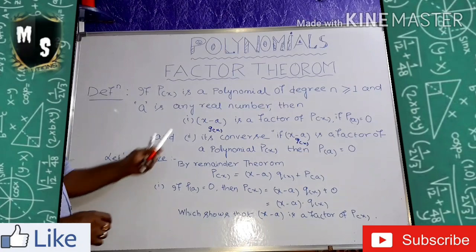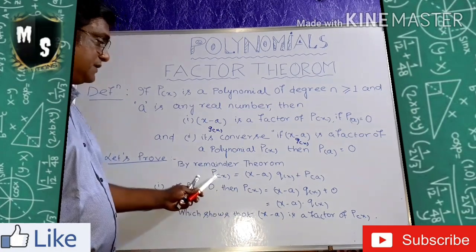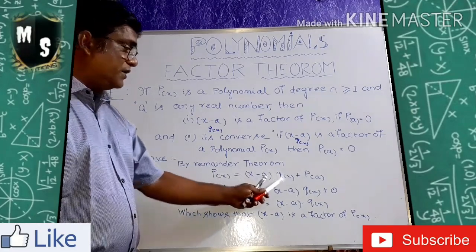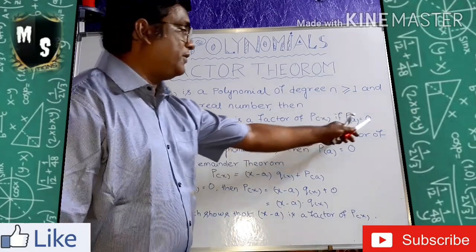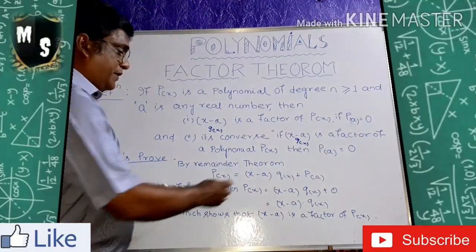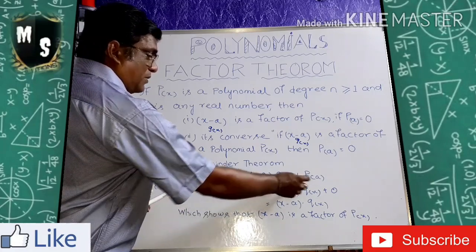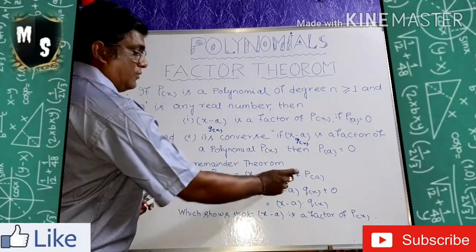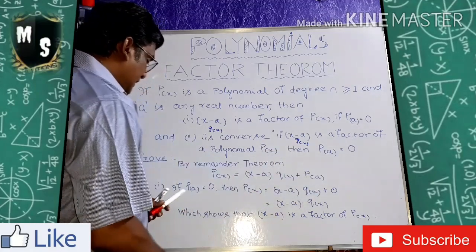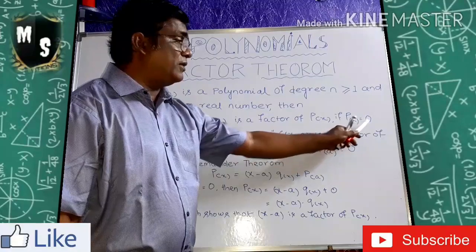Let's prove it. I am proving the first part for you. See, by the remainder theorem we know that p(x) equals g(x) times q(x) plus remainder. This p(a) is the remainder, and the remainder will be 0. So p(x) is the dividend, g(x) is the divisor, q(x) is the quotient. Dividend is equal to divisor into quotient plus remainder. Then what is it saying? In the first case, it is given to us that p(a) is equal to 0.